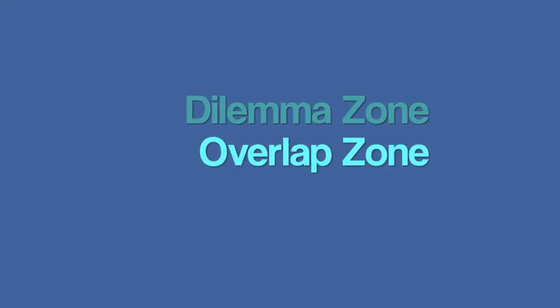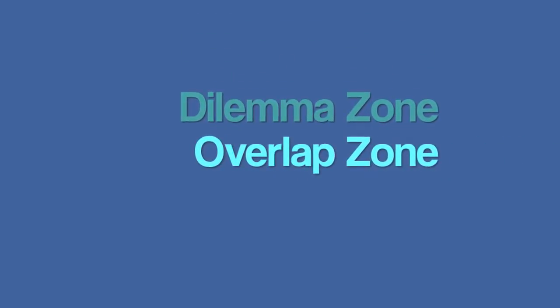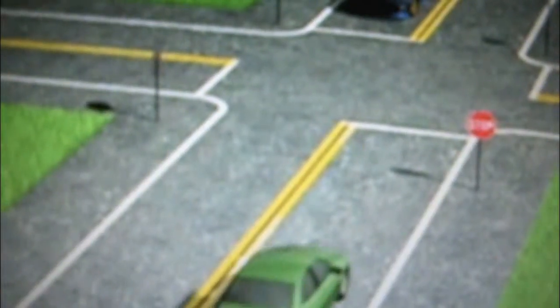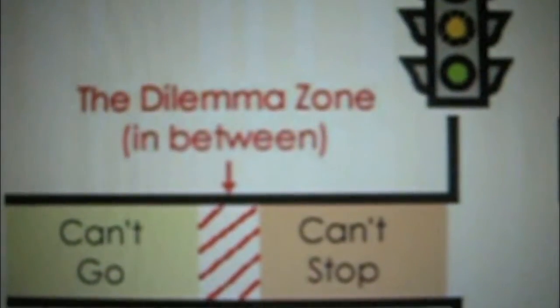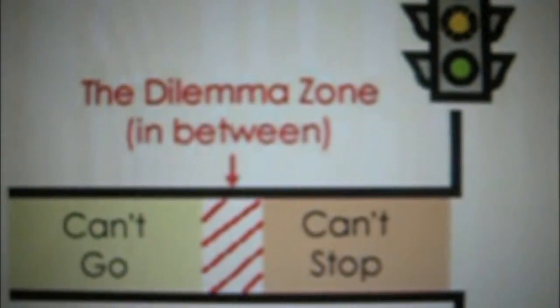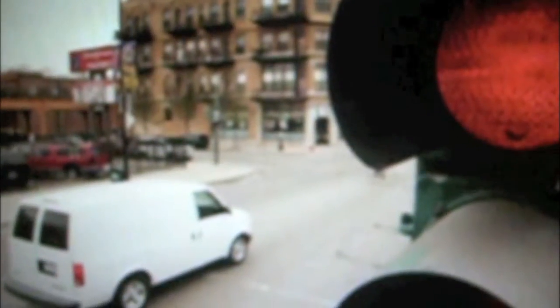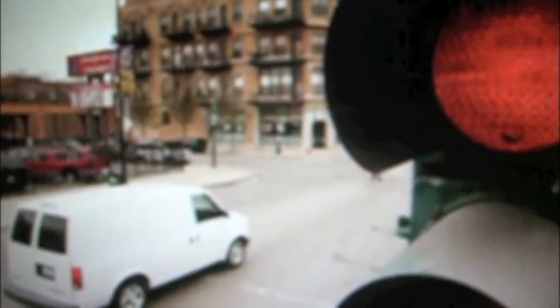Two zones that are created by the go zone and the stop zone are the dilemma zone and the overlap zone. The overlap zone is the space when the light turns yellow, where the driver can either stop or go through the intersection safely. When in the overlap zone, you can either go or slow down. The dilemma zone is the space between the go zone and stop zone, where either option, stopping or continuing, ends up being unsafe.